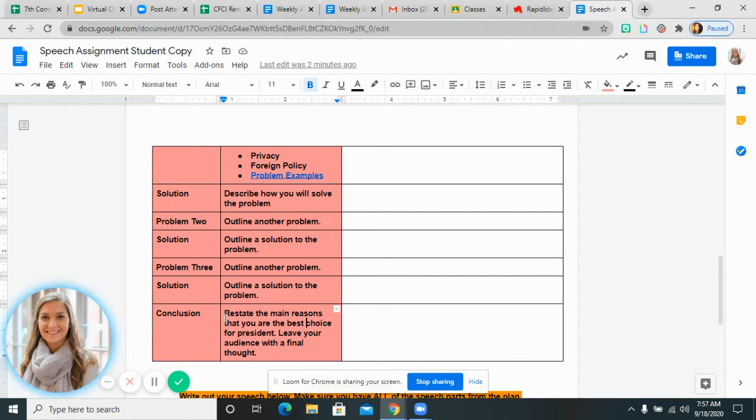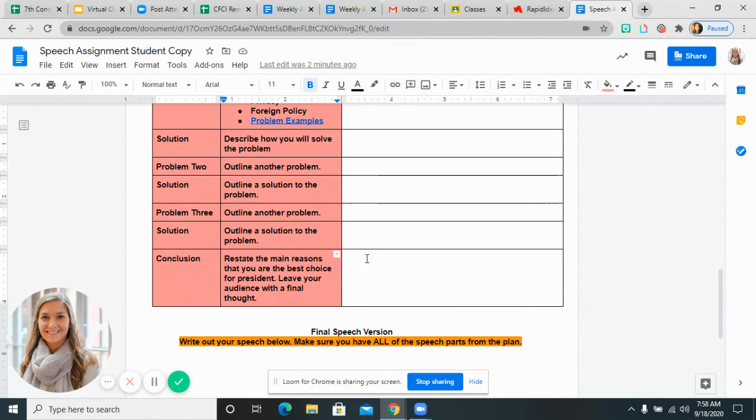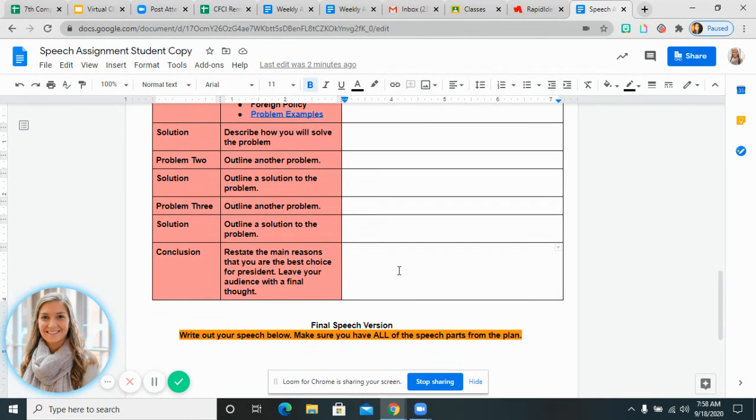And the last part, conclusion, says restate the main reasons that you are the best choice for president. Leave your audience with a final thought. This is like your last punchline before you let your audience go. So you want it to be important. You want it to be creative. You want it to be something that the audience remembers.